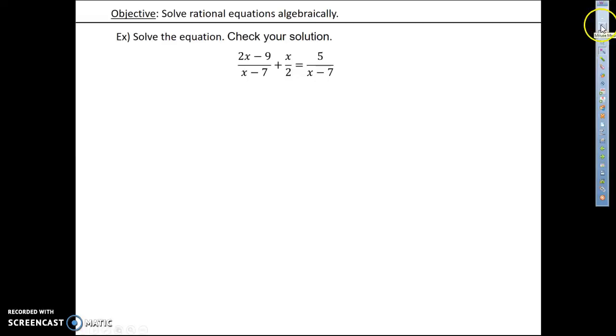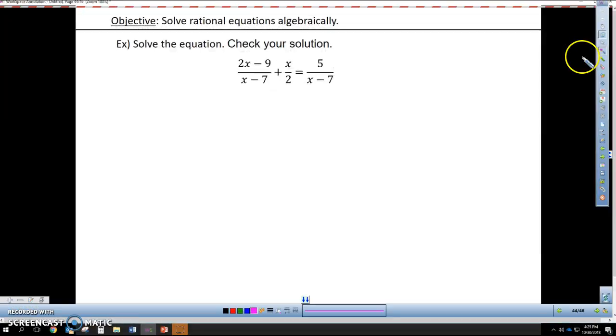Hello and welcome to the third video on solving rational equations algebraically. Here in this example, we're asked to solve this rational equation, and we want to check our solution. Again, looking for extraneous solutions.